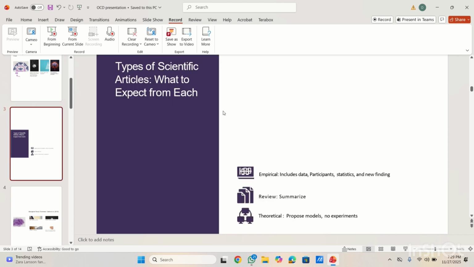There are different types of articles, and before describing the studies, it's important to explain what empirical research is. Basically, empirical articles collect real data from the participants using tools like surveys, interviews, experiments, or brain scans. These articles include method, results, and statistics. Review articles summarize many previous studies, but they do not collect new data. And theoretical papers present ideas or models about how mental disorders work, but again there is no experiment and no new data. Both of the articles that I have selected for this topic are empirical studies.